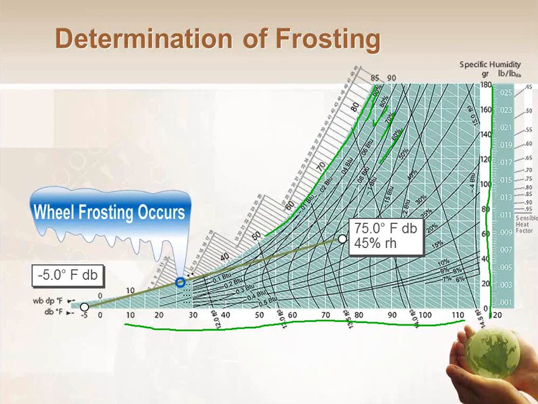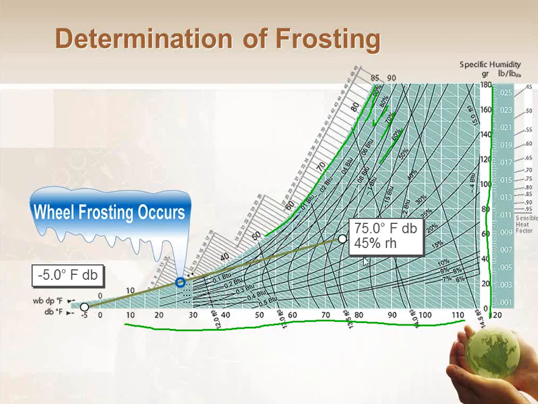Obviously the more frost I have on the wheel, the less heat transfer it does, and the harder it is for me to blow air through it, and I will need to defrost that wheel. If I am below that saturation curve and I never touch it, then I do not need a defrost solution. There are several ways to solve this frosting condition. Let's say this was our actual selection here, a -5 degree design day with a 75 degree, 45% indoor condition. I'm going to have this frosting issue occur at 26 degrees.